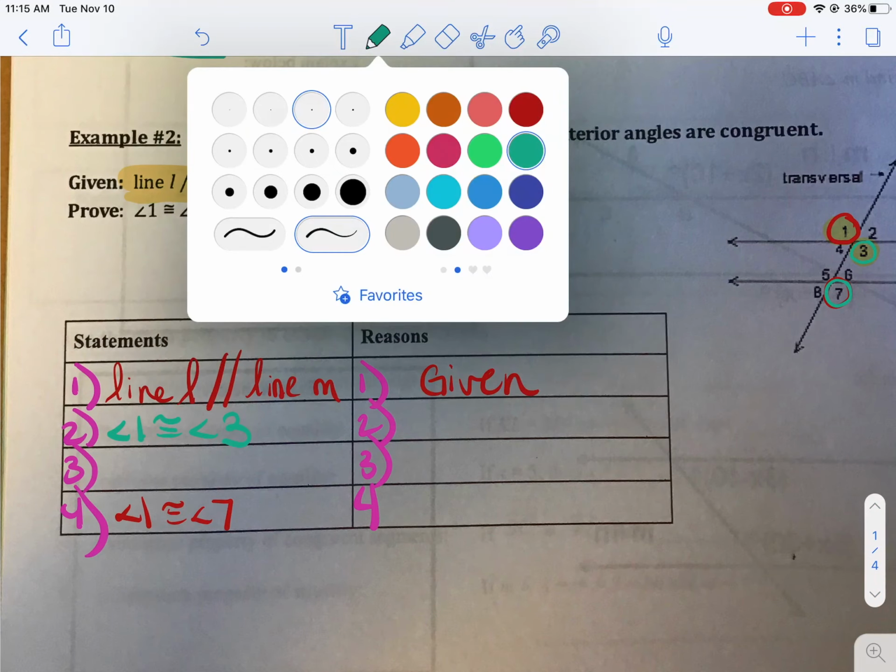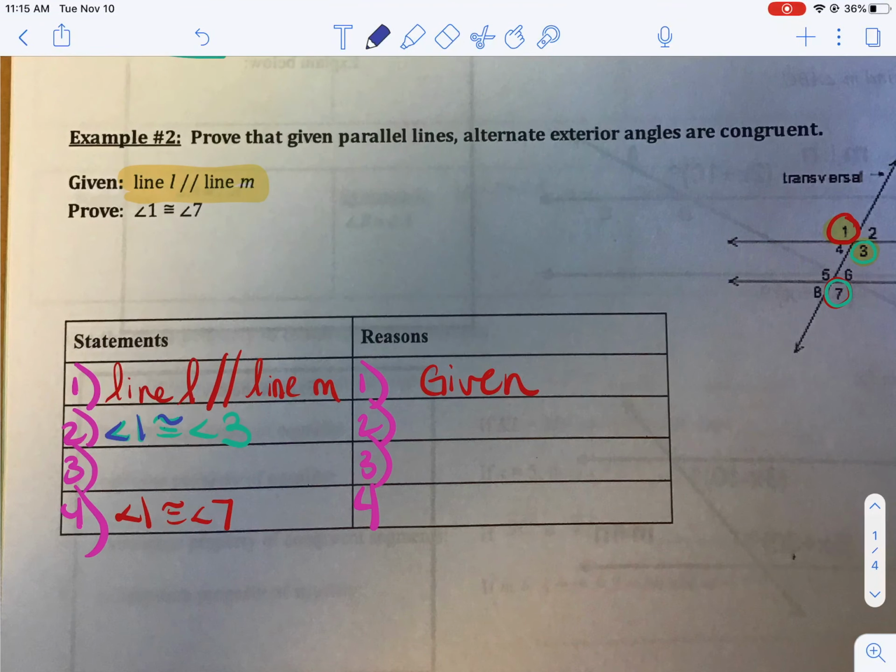So we're going to do angle 1 is congruent to angle 3. Sorry, that's not a good color. Angle 1 is congruent to angle 3. Now our reason for that is vertical angles tell us we have congruent angles. Again, you could write the full definition out if you want, but this is a little bit of a shortcut.